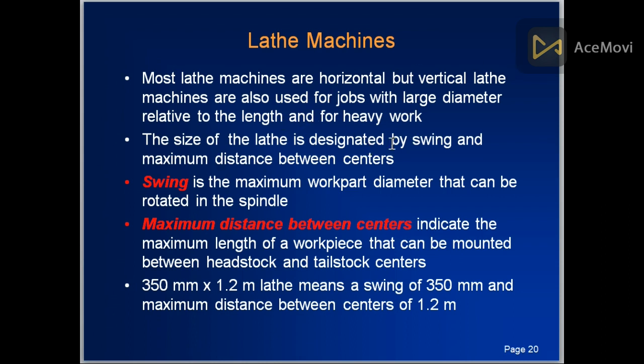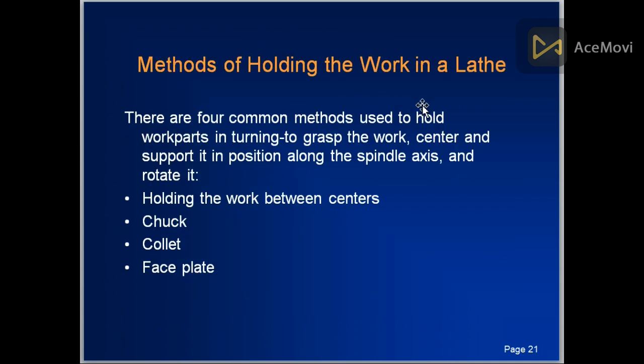The size of a lathe is designated by swing and maximum distance between centers. Swing is basically the maximum work part diameter that can be rotated in the spindle, and distance between centers is the distance from the headstock to the tailstock. For example, a 350 mm cross 1.2 meter lathe means a swing of 350 mm and a maximum distance of 1.2 meters.